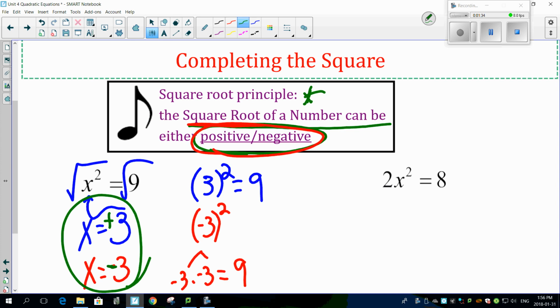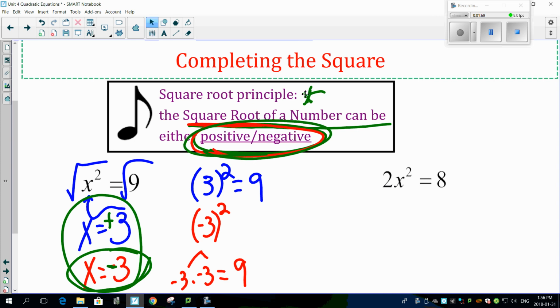The reason why you never said this part before is because you were always dealing with Pythagorean theorem, a squared plus b squared equals c squared. And when you square rooted, you'd never put down that you had a negative distance, right? I didn't have a negative hypotenuse at any time at all. So you always used positive values. But now you have to know this. Don't forget the square root principle, okay?